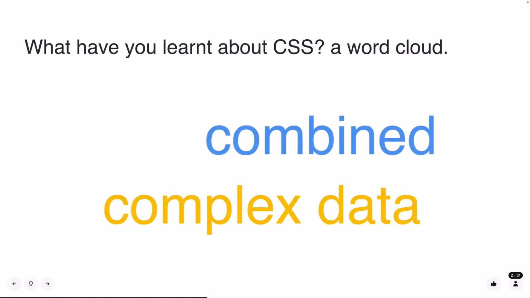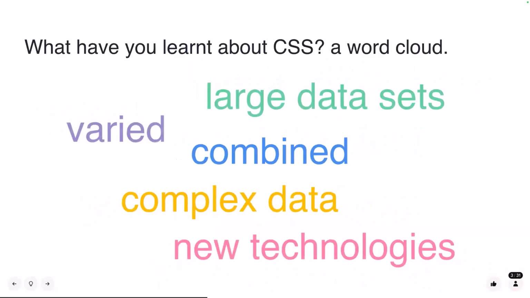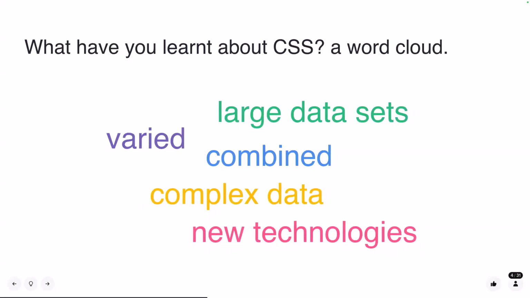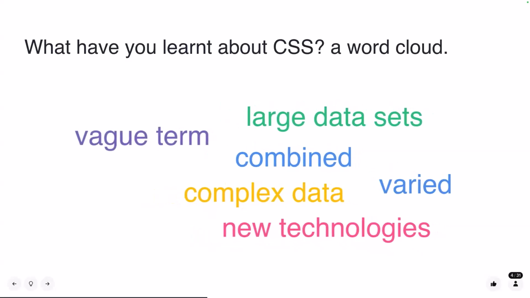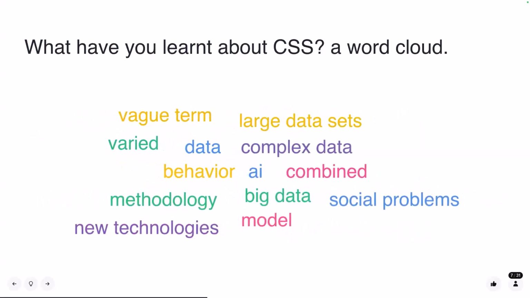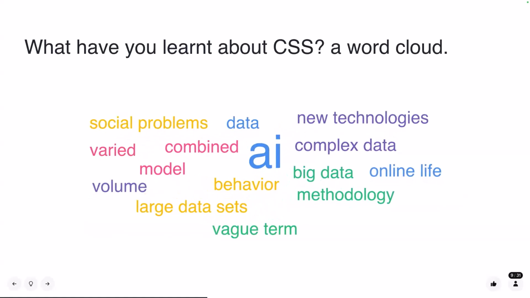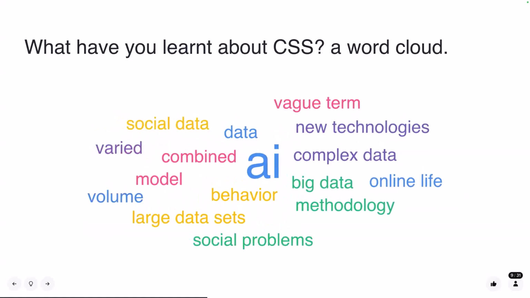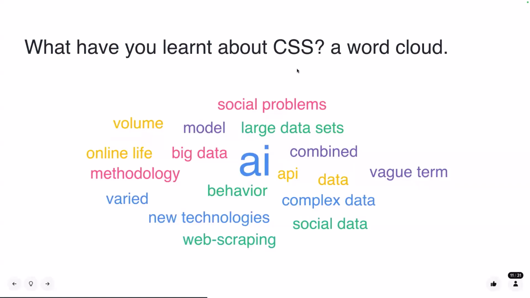All right, nice. So complex data, yeah, for sure. Combined, so yeah, definitely you have this combination of social science perspectives, ideas, and then computational methods. Vague term, yeah, fair enough. It can be difficult to know sometimes if a project is computational social science, it's an emerging field. So there is still quite a lot of debate about that.